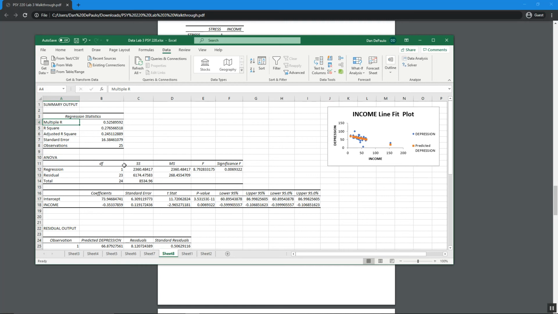The regression model as a whole has an F value of 8.79 and a significance value of 0.006. That's less than 0.05, so we say that the regression is significant. What does that mean? That means that the predictor, in this case income, predicts more than 0% of the variability. Wow, that doesn't say much, right? It just says that basically the predictor is predicting more than 0% of the variability in depression.